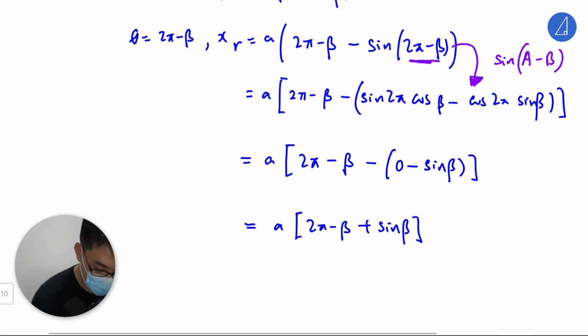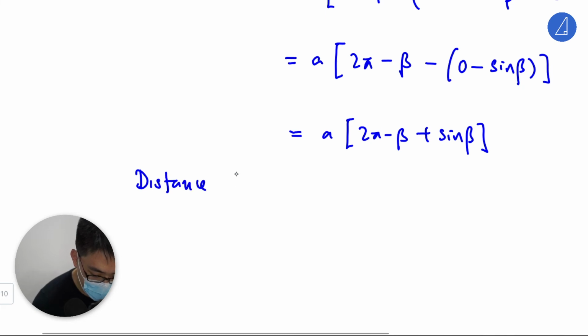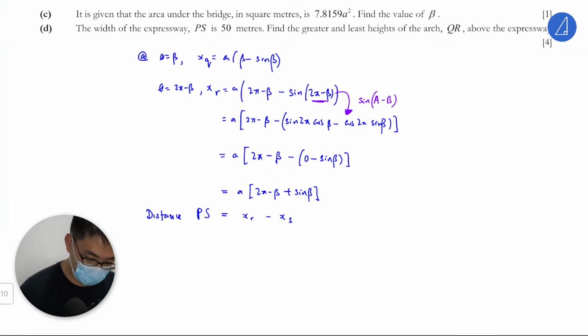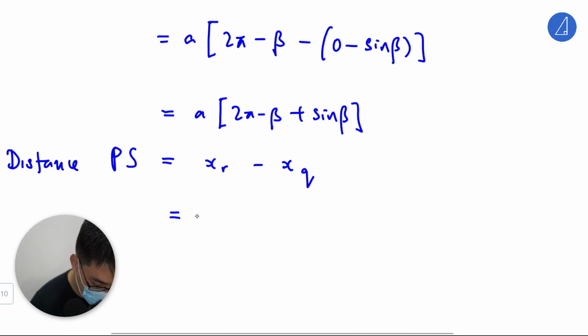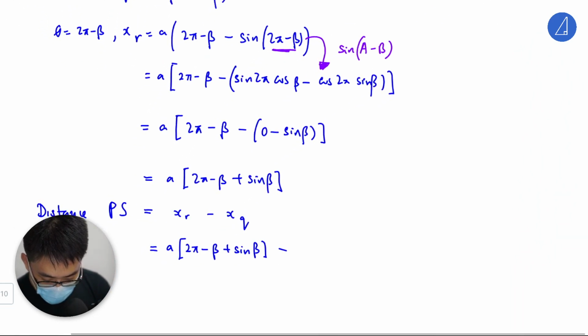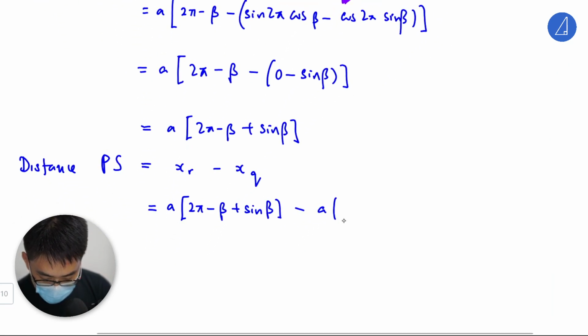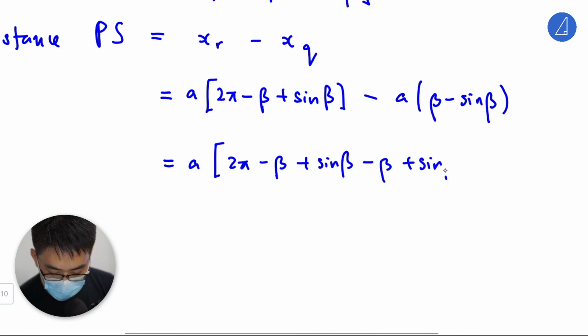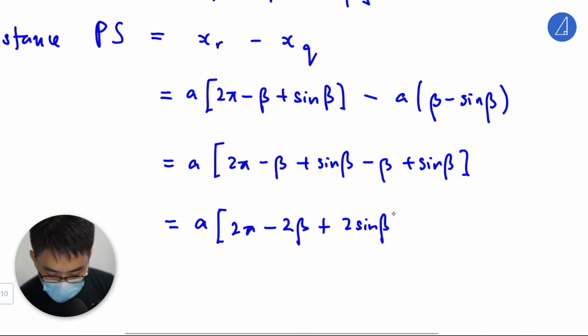Distance PS. This is XR minus XS, or XQ. There you go.